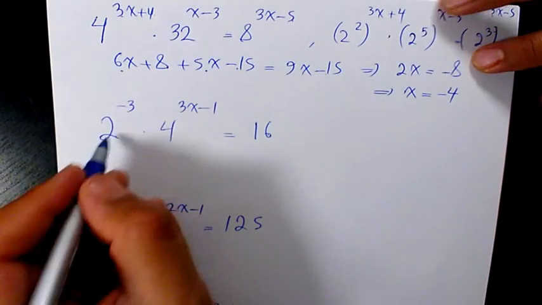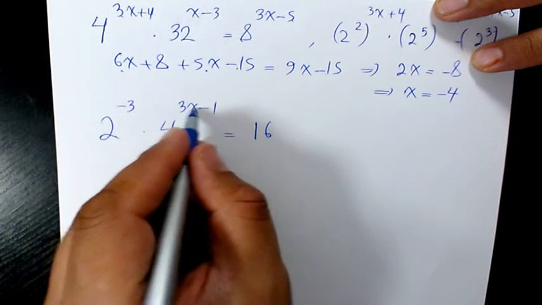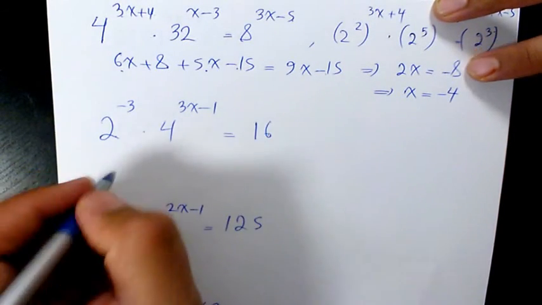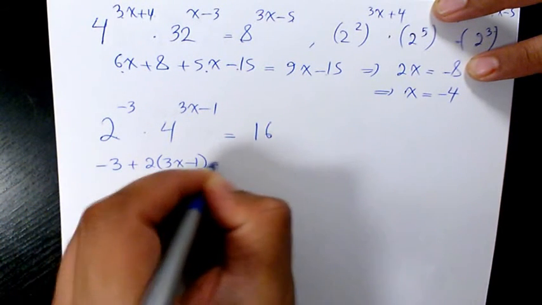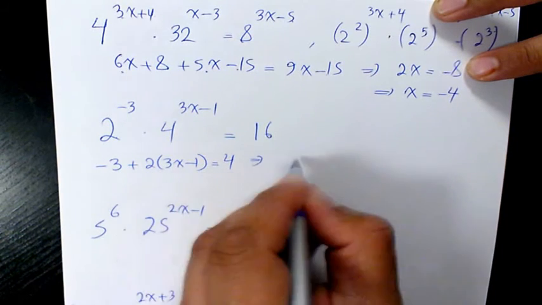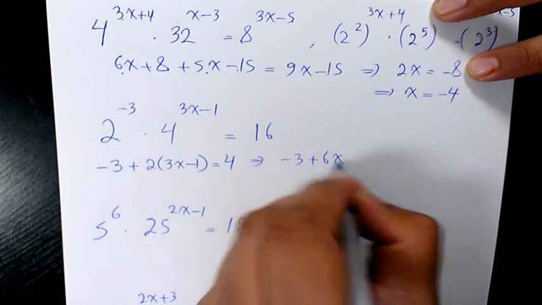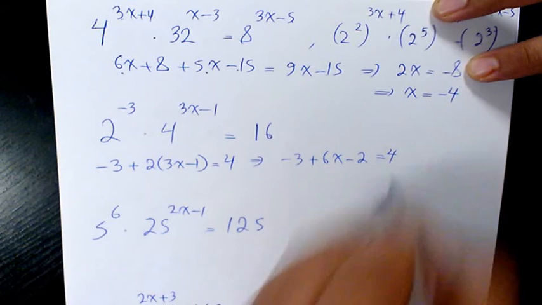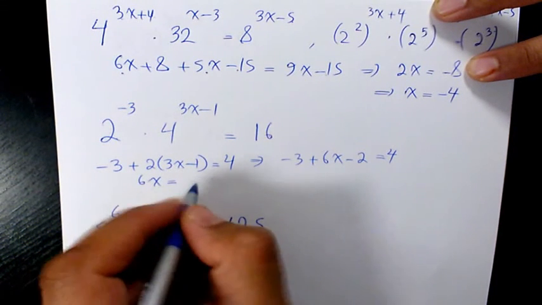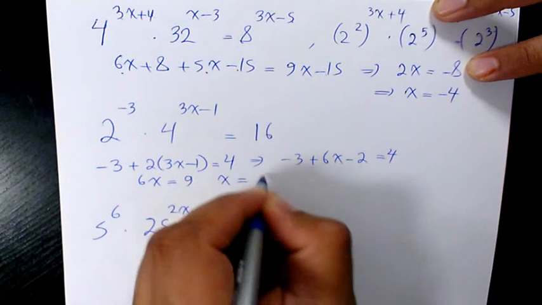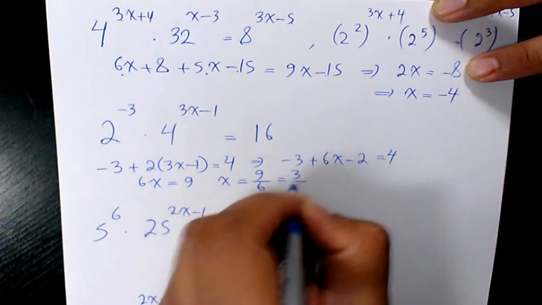Next one. 2 to the power of negative 3 times 4 to the power of 3x minus 1 equals 16. So it's going to be negative 3 plus 2 times 3x minus 1 equals 4. So that's going to be negative 3 plus 6x minus 2 equals 4. So 6x equals 4 plus 5, which is 9. So x is 9 over 6 or 3 over 2.